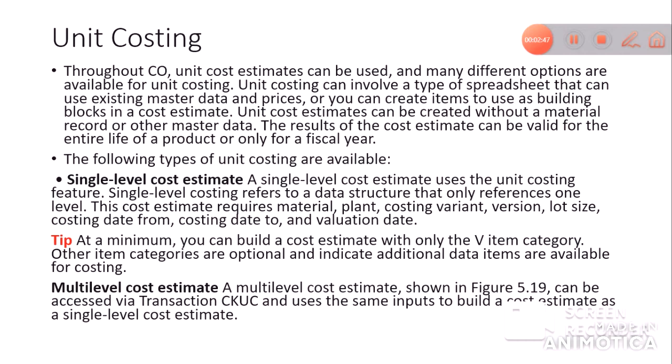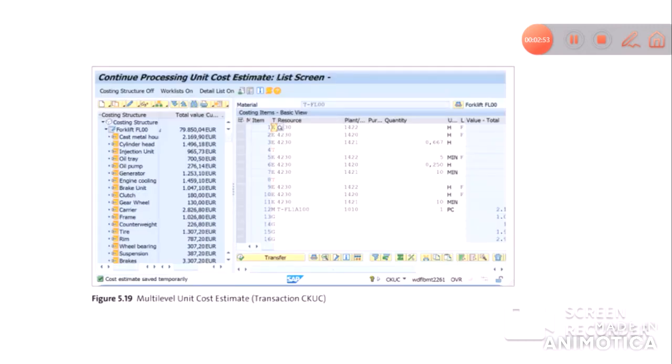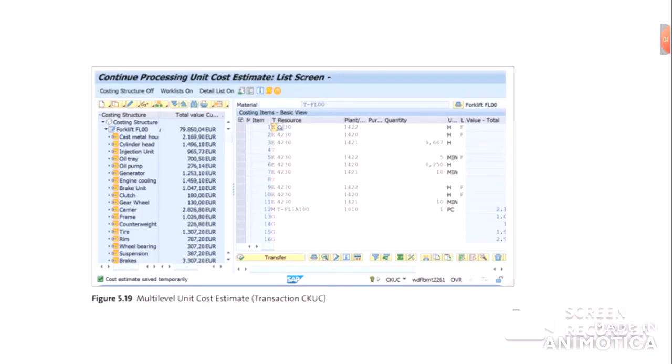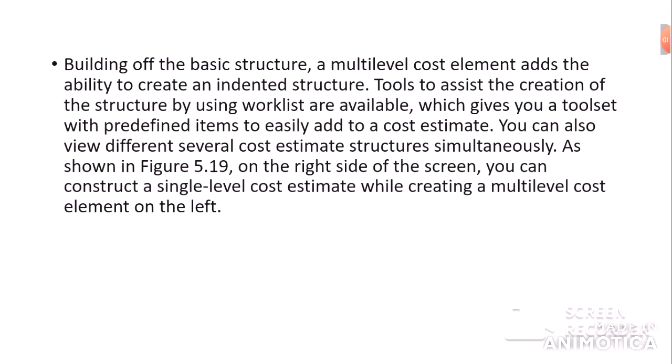Multi-level cost estimate. A multi-level cost estimate shown in the figure can be accessed through transaction CKUC and uses the same inputs to build a cost estimate as a single level cost estimate. This is how the multi-level unit cost estimate looks like with the transaction code CKUC. Building of the basic structure.